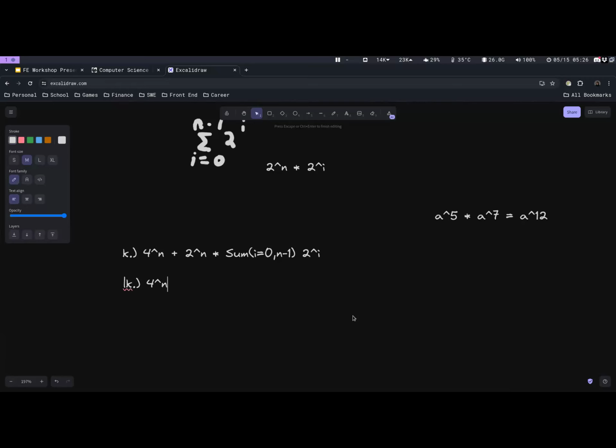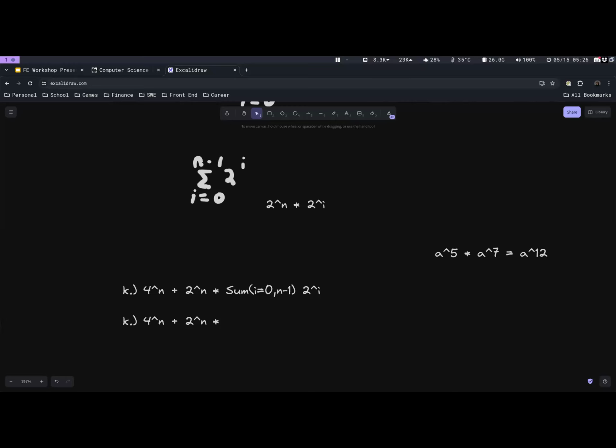4 to the n plus 2 to the n times, and for the sum, I believe what was put in chat was correct. Oh, that was removed. Let me pull up the geometric sum one more time. I think there is an issue with the current bounds of this sum in order to do the geometric series. Yeah, I do believe it is wrong.